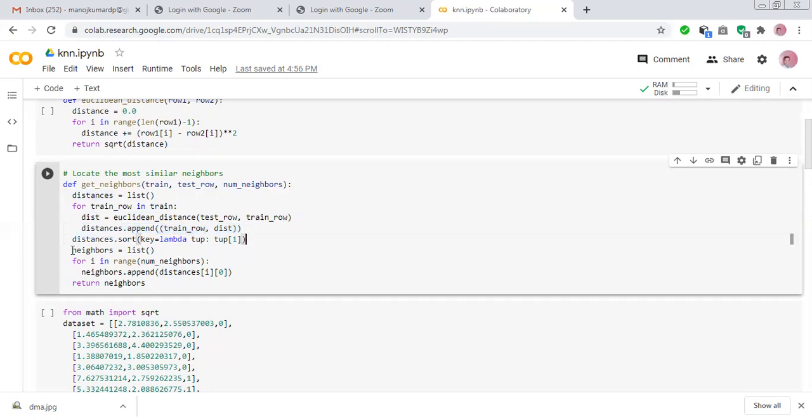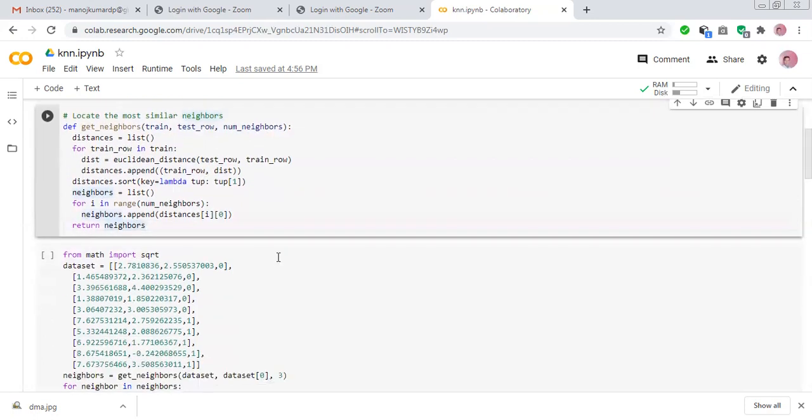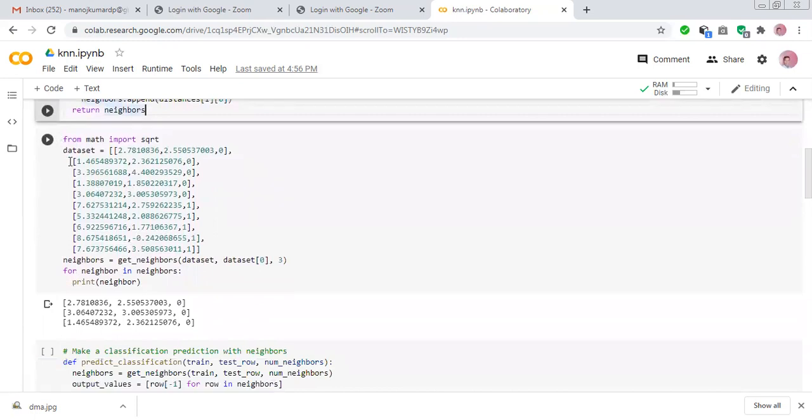Next, for each neighbor in the list, for i in range of neighbors, you do neighbors.append. This is the programming code we have taken to find the most similar neighbors. From that, I have given the data set and we have to find the similar neighbors. The tomato example was to make you understand, but the actual data set will look like this.